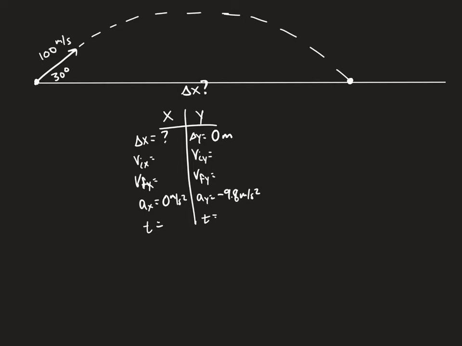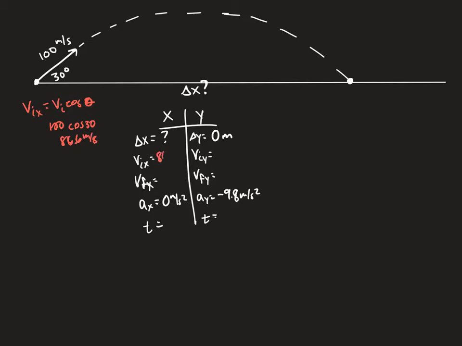So now, we just went over how to figure out what this x and y initial velocity are. Well, I'll use the same coloring scheme. This initial x velocity is initial velocity times the cosine of my angle, which is 100 cosine 30, which gives me 86.6 meters per second.